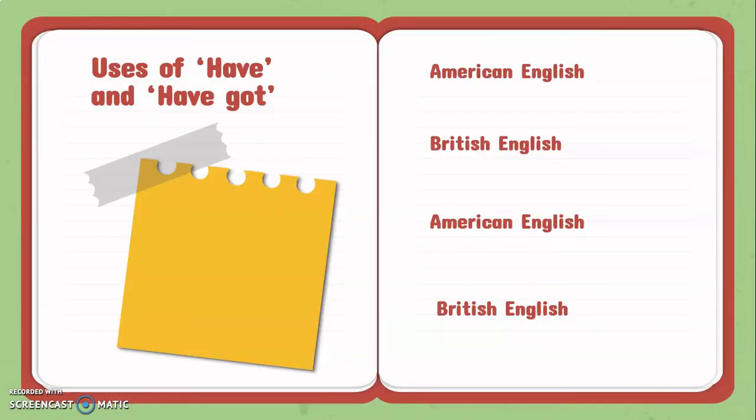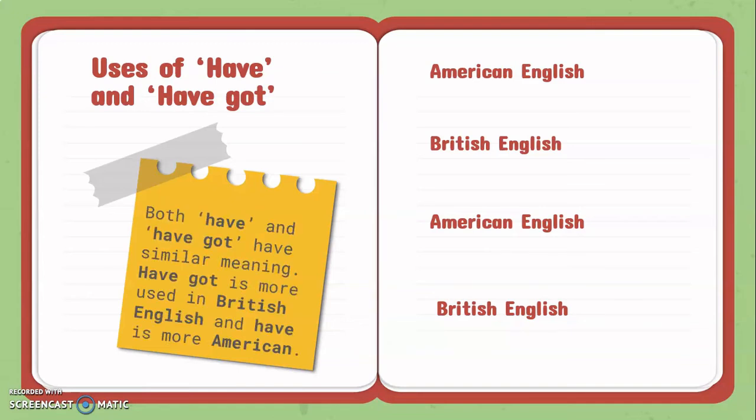Now let's come to the uses. So most people are confused about the differences between have and have got. So you are going to be clear with this lesson after this. Both have and have got have similar meanings. We can use them interchangeably. However, have got is more used in British English and have is more American. Let's have some examples. Let's see the differences.